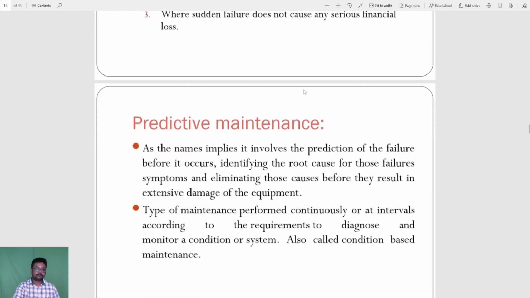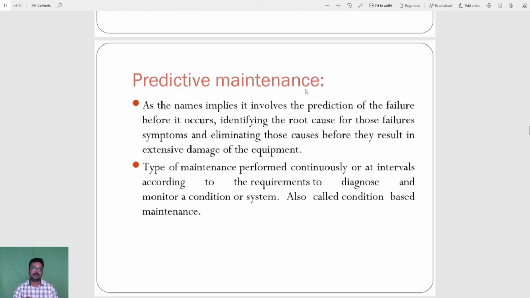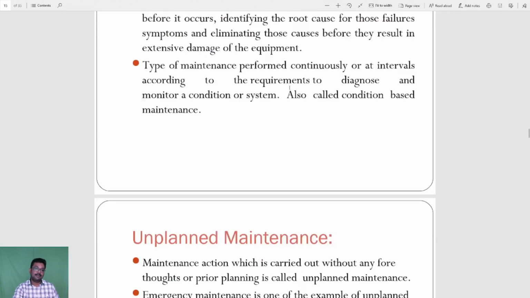Then predictive maintenance. Predictive maintenance means we protect against the failure before it occurs. That is called predictive maintenance. And also, if there is any symptom of failure, they will take corrective actions. That is preventive maintenance.